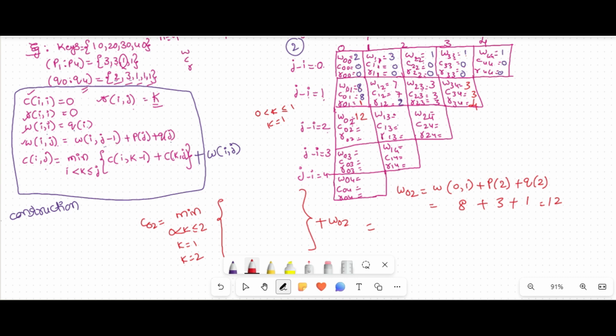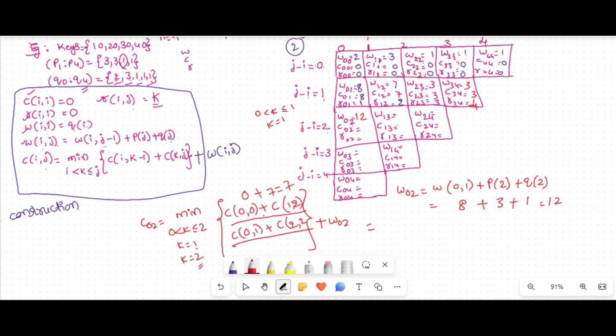Okay. So now first one is C of 0, comma, k assume it as 1. 1 minus 1 here it is 0 plus C of k value is 1, comma, j. What is the value of j? 2. Minimum of this and this. So i value is 0, k minus 1 means 1 plus C of kj. K value here it is 2, comma, j value here it is 2. C00 here it is a 0 plus C12. What is C12? C12 is 7. So for k value 1 you got 7.